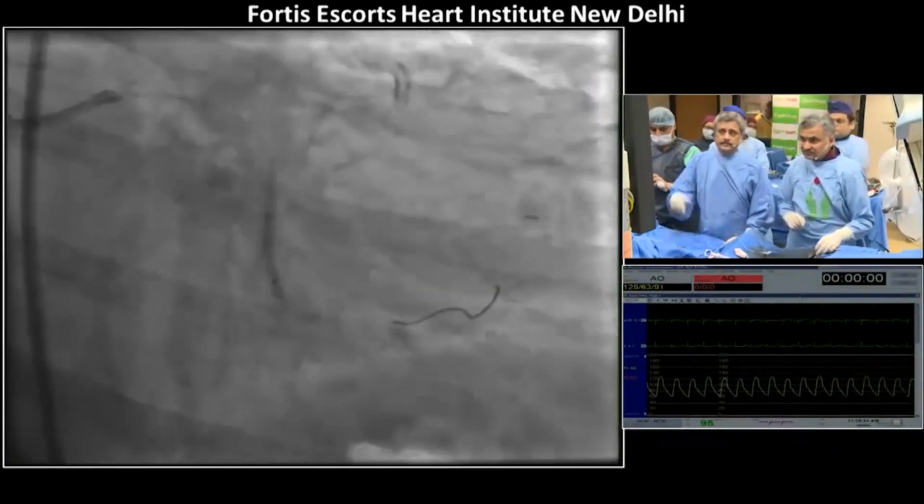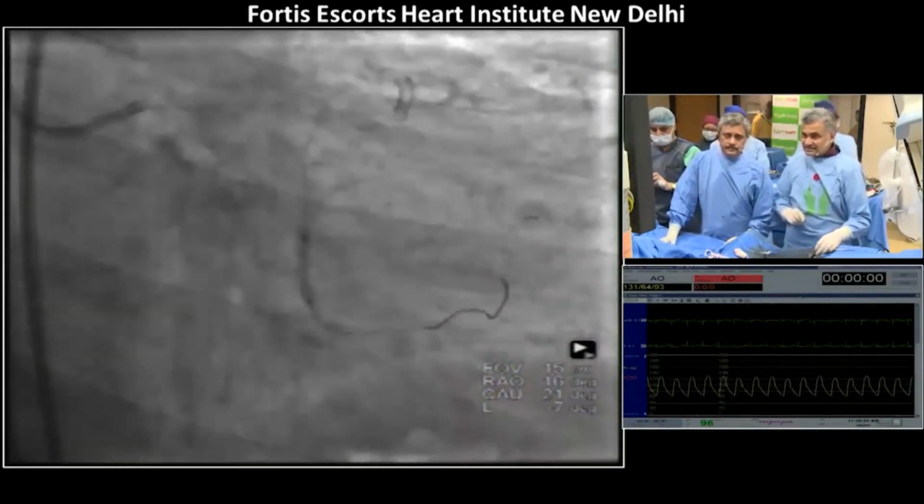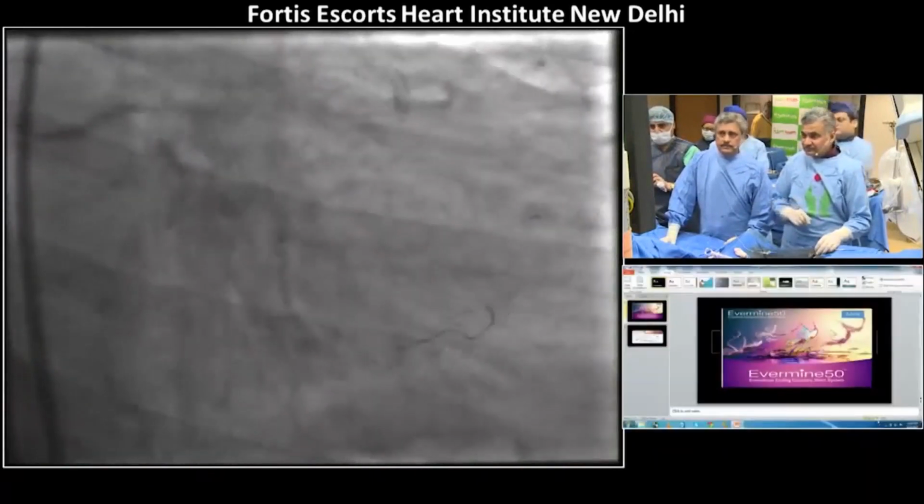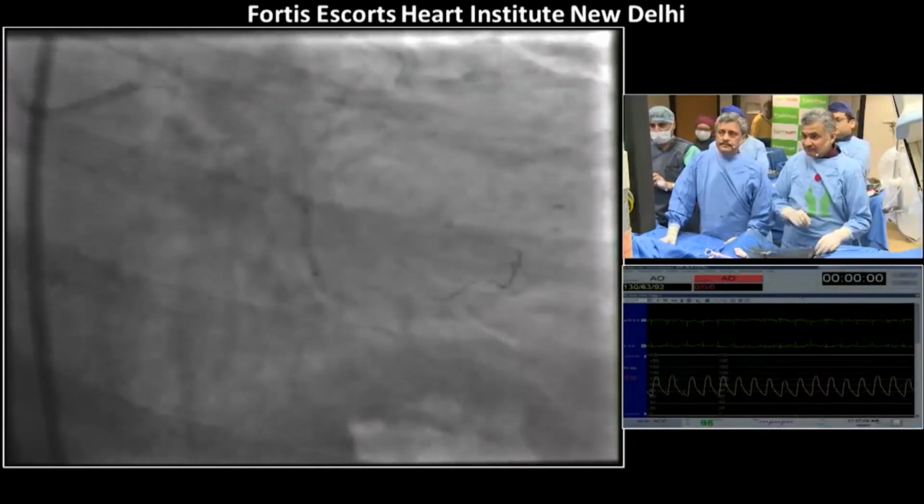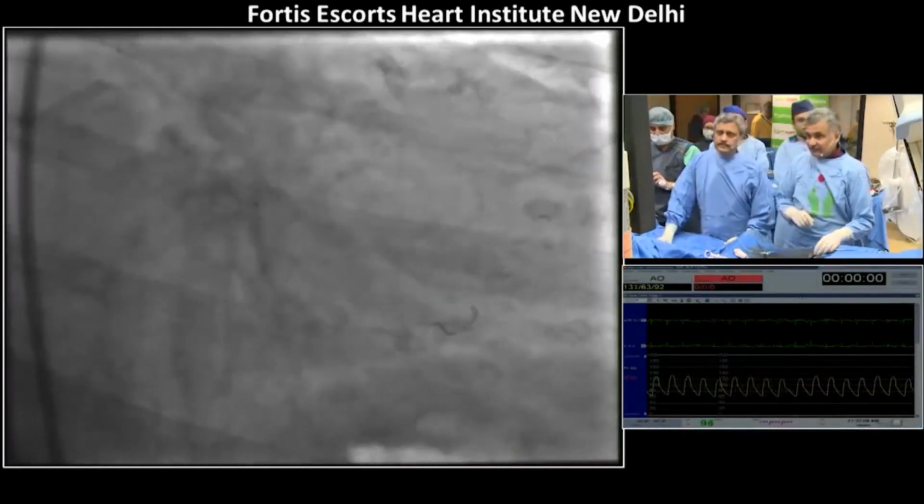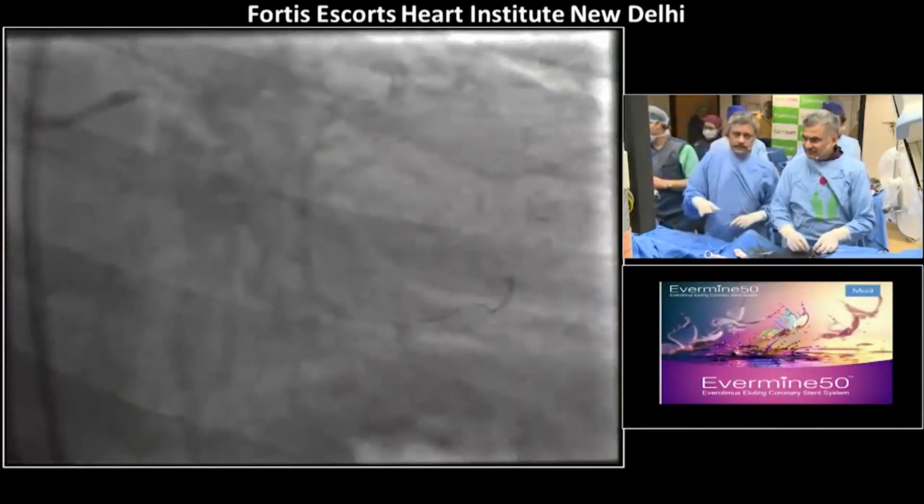I think the vessel is 2.5. So this is a 2.5 balloon. So should we go higher? I would IVUS this before you go any higher. 18, 19. Okay, fine. Deflate. Take a higher pressure. We have already done that, yeah.